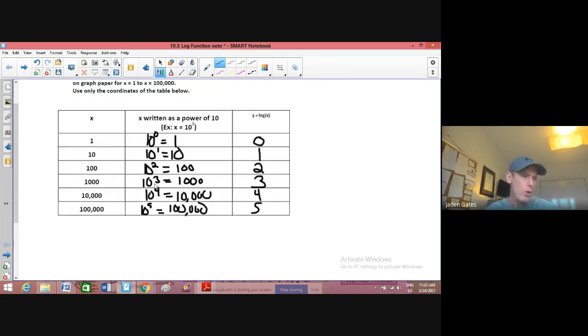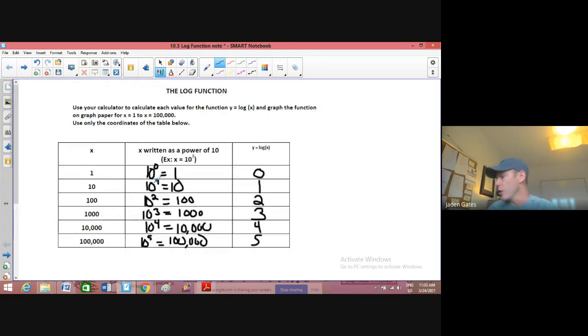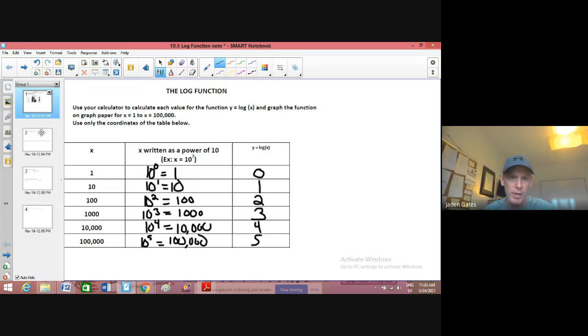Now, if you go and take advanced functions in math, you're going to learn a lot about the log function. But we're just going to look at some of the practical uses and one of the equation uses for it.